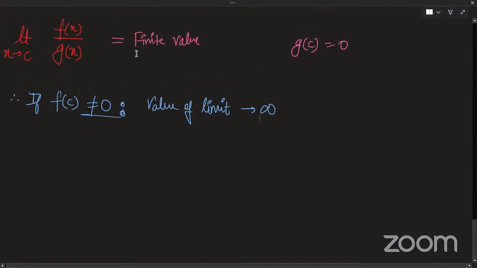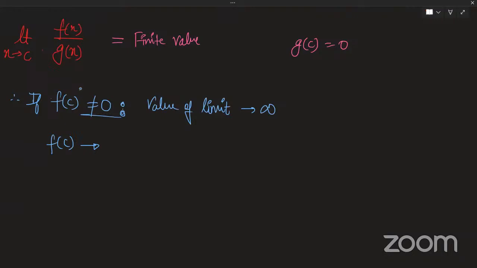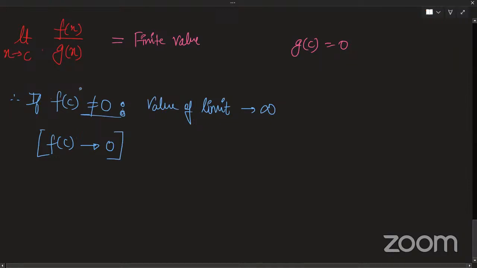But it is already given to me that the value is a finite value. So where should f of c tend to? If I can't have a non-zero value at the top, f of c should tend to 0. Then you will get 0 by 0 form. Only then you can get 0 by 0 form. So I infer that my f of c, my numerator, should also tend to 0.